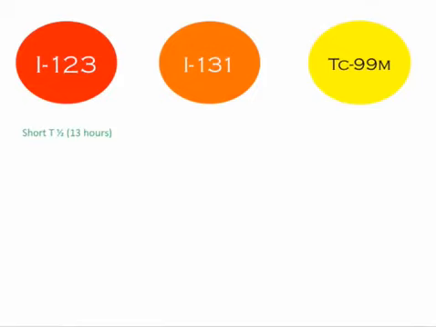123 has a short half-life, 13 hours. It's got the ideal energy. It decays by electron capture, which all around makes a prettier image. The problem is that it is expensive, so it won't always be used because of that.